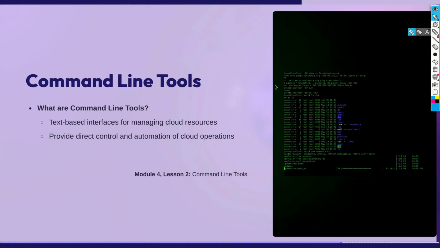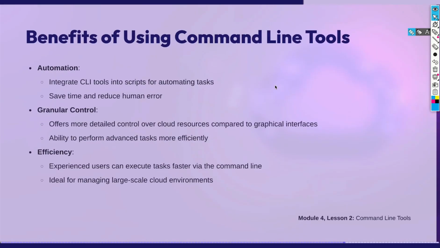So what are command line tools? Command line tools are text-based interfaces that allow your users to interact with cloud resources by simply typing in commands. So they offer a powerful and efficient way to manage cloud infrastructure without relying on GUIs, graphical user interfaces. These things offer you functionality, flexibility, and efficiency. So the benefit is you can create automations, so you can integrate your CLI tools into your scripts for automating these tasks. And it saves you a lot of time and does reduce a lot of human error.